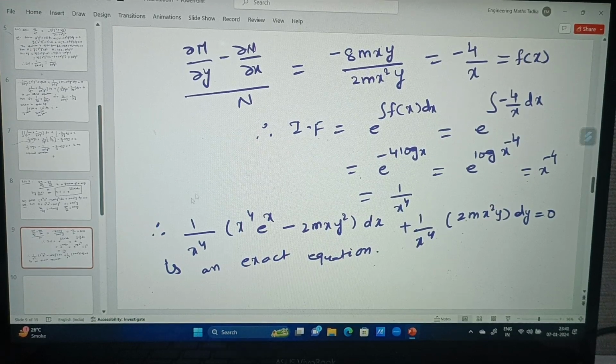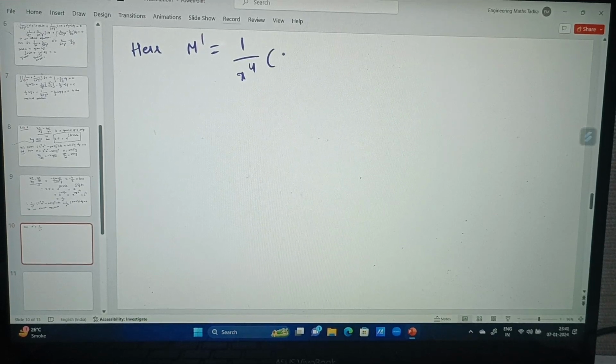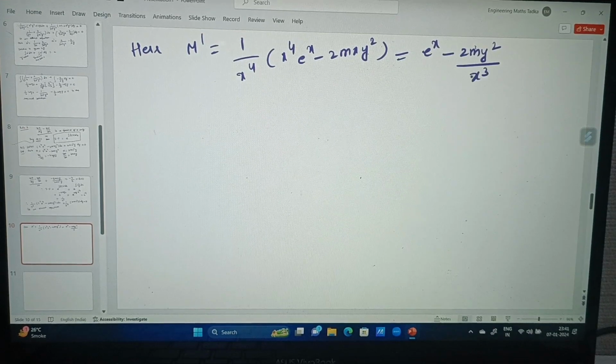You need to write the new functions m dash and n dash. So here, what is your m dash? M dash is nothing but 1 by x raised to 4 into x raised to 4 e to the power x minus 2mx y square. This is nothing but what? E raised to x आपको लिखना है because x raised to 4 and x raised to 4 is getting cancelled. Then minus 2m, your x and x is getting cancelled. So you are going to have minus 2m y square upon x to the power 4 will become x cube.